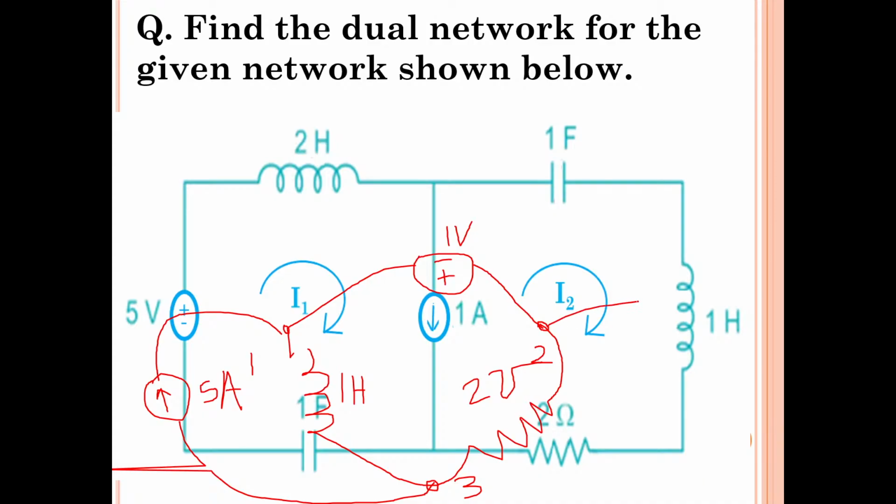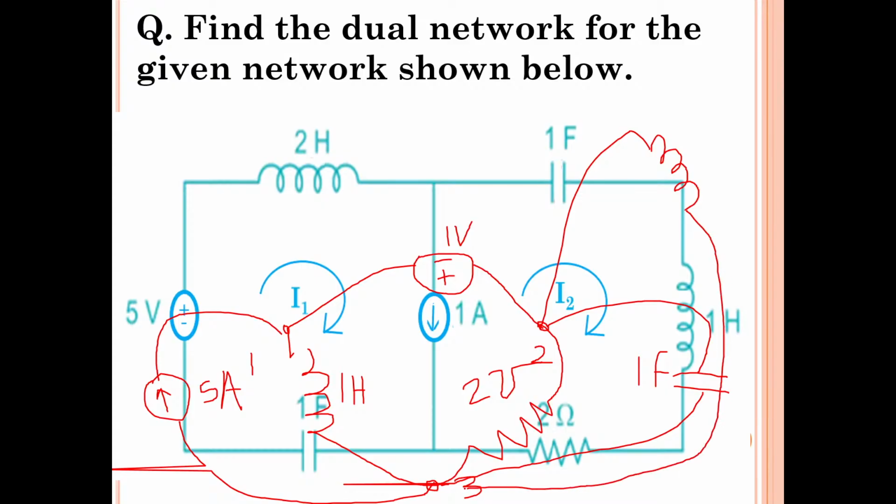Similarly, here an inductor is there. Replace the inductor with a capacitor. Give it to node 3. And what is the capacitance value? 1 Henry is there, so write 1 farad. Okay. So here one more capacitor is there, replace it with an inductor. Okay, here 1 farad is there, write 1 Henry.